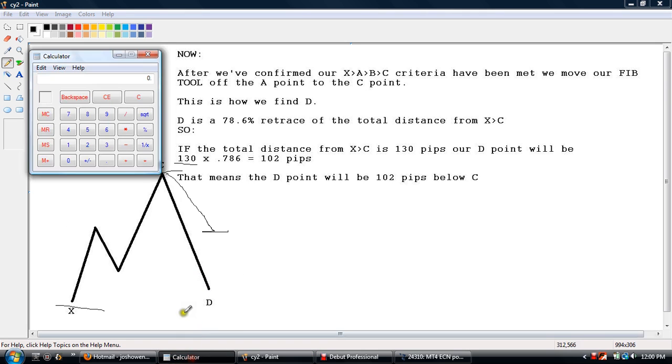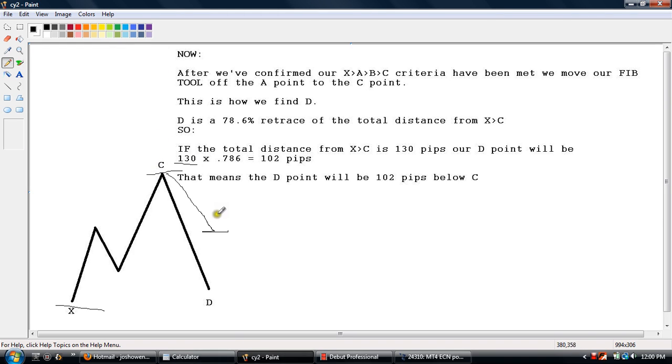A 78.6% of that 130 pip distance, 130 times 0.786 or 78.6% is 102 pips. So 102 pips is going to give us our D entry right there. I hope that sort of clears up the C to D confusion that you had there, the C to D is again a retrace.